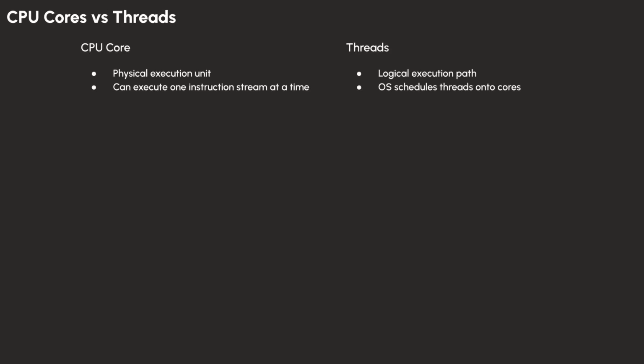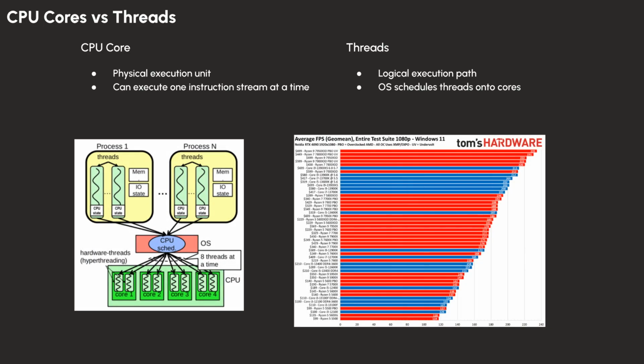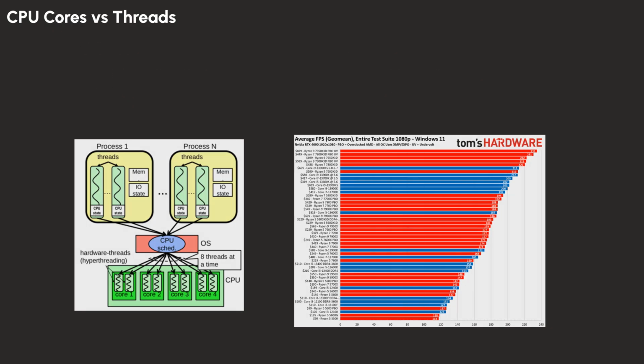The main confusion occurs between CPU cores and threads. Cores are physical execution units that can execute one instruction at a time, whereas threads are logical execution paths. The operating system schedules them onto cores. Usually, modern CPUs have multiple cores and can run multiple threads. The key idea is, threads help but cores decide the real limit.